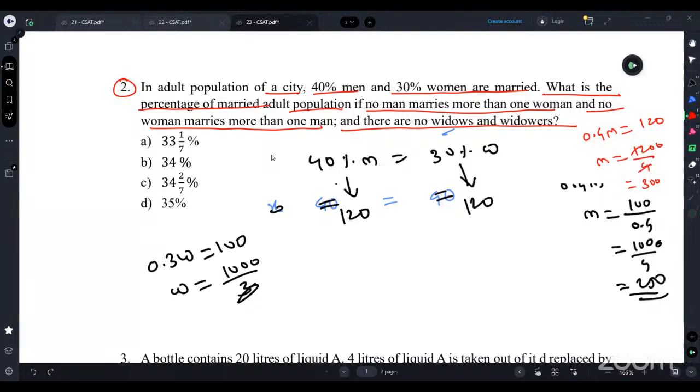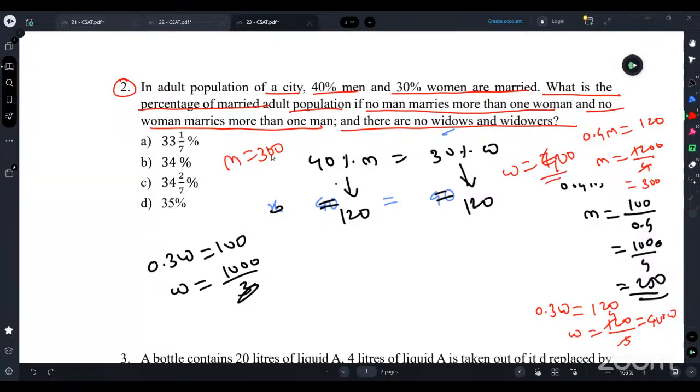Now, again 0.3 times w, the number of total women will be what? 30% of women are 120. So what will be the value of w? 120 by 0.3, so that will be 400 as the total number of women, right? So we have men as total 300 and women as total 400. So what is the total population? 300 plus 400 is 700, right?